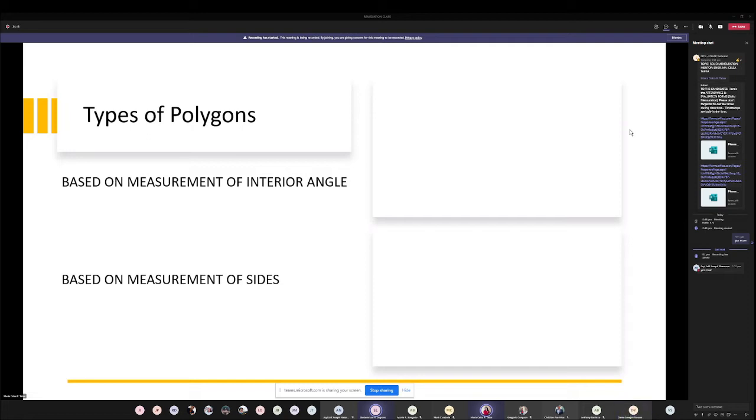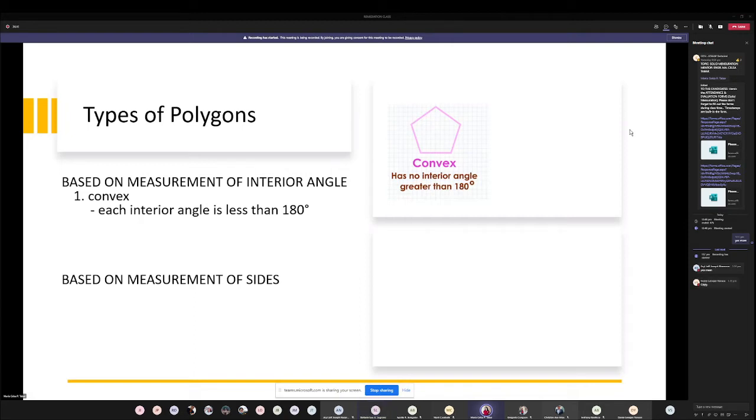So if we are going to base it on the interior angle, then we have these two types. First is the convex polygon, where each interior angle is less than 180 degrees. So here's an example. This is a pentagon. Okay, all the interior angles are less than 180 degrees.